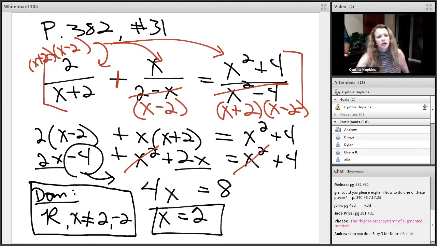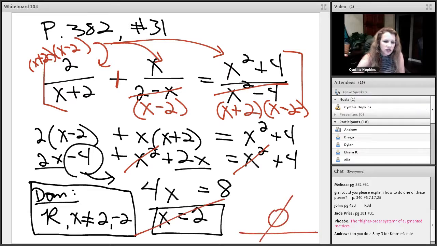Well, we just got 2 as our answer, and we just said in our domain that x cannot equal 2. So I need to reject this, and my actual answer to this problem is the empty set. There is no solution to this. That is an extraneous root. Okay? All right. That's how you do that problem.